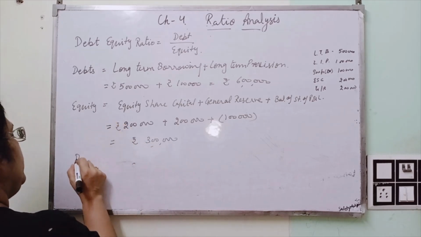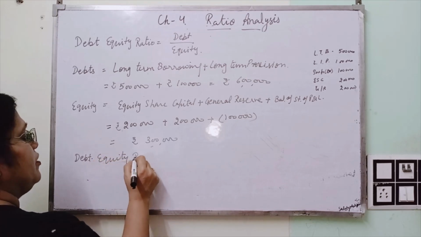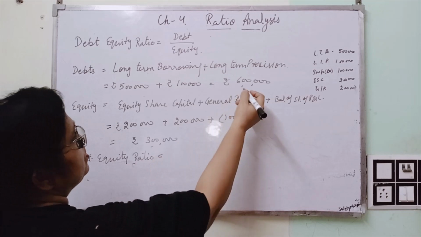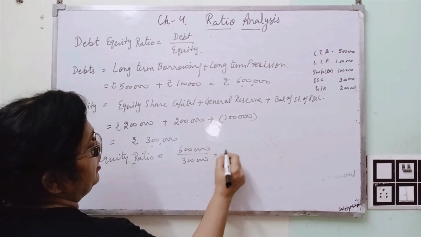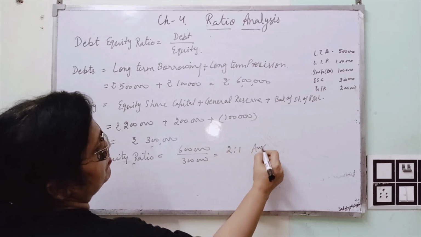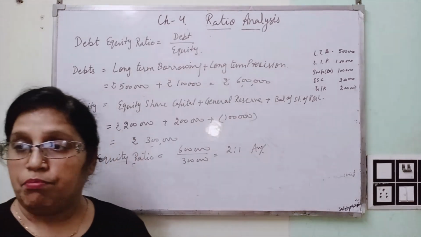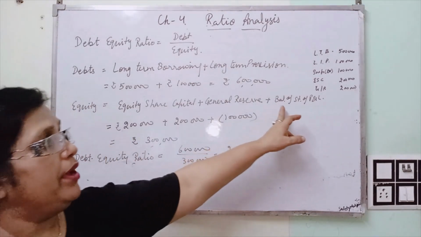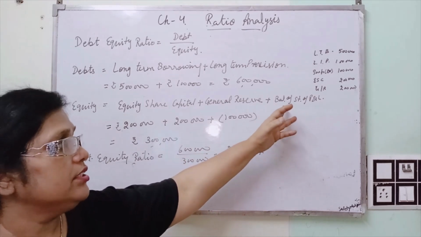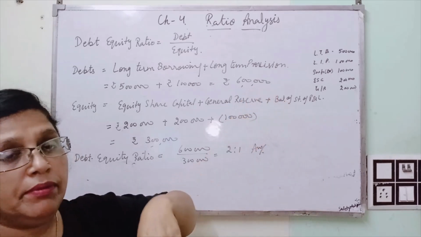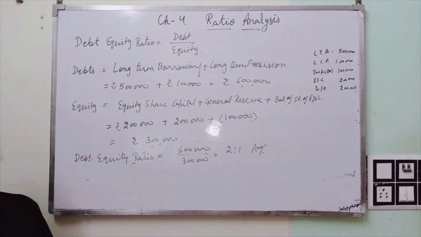Now we have to calculate debt equity ratio. Debt equity ratio is total long-term debts upon equity. It comes to 2:1. Clear? We must take proper consideration of whether the balance of statement of P&L is a debit balance or credit balance. If it is a credit balance, then it is profit, and if it is a debit balance, it indicates loss. I think there is no doubt in this question now.